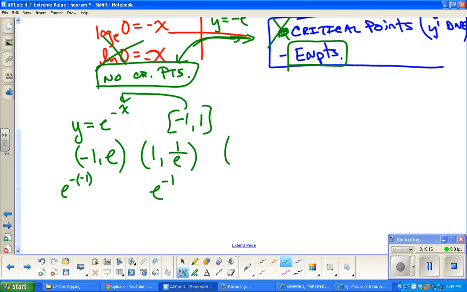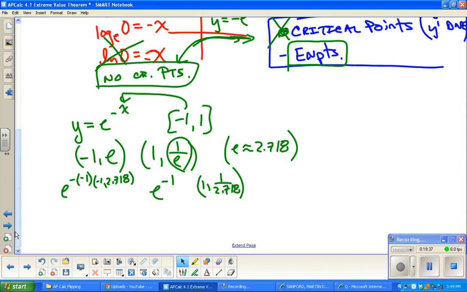Now, just a quick little reminder that e is about 2.71-ish. So this guy right here is 2.71-ish, and this guy over here is like 1 over 2.71. So these are the only maximums and minimums on this interval.